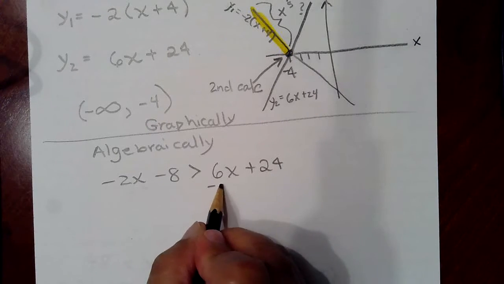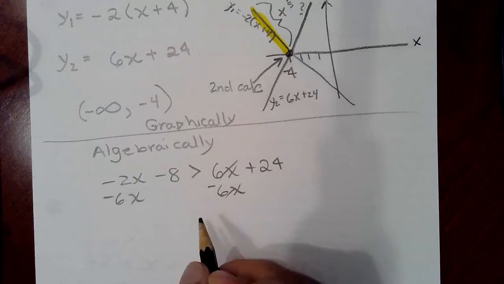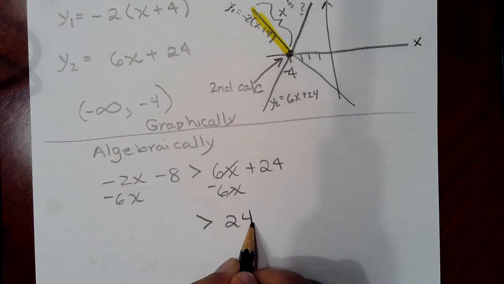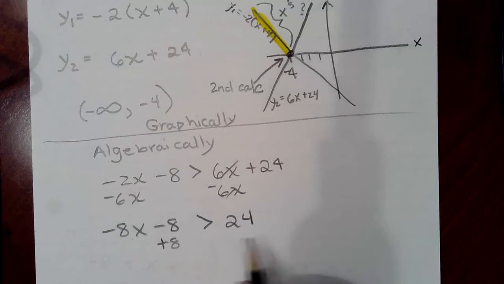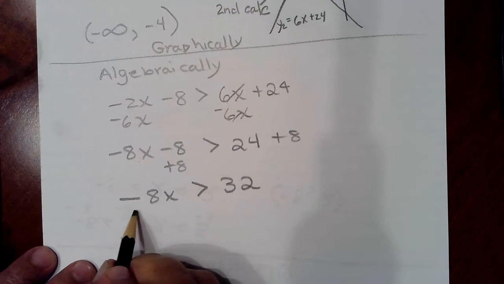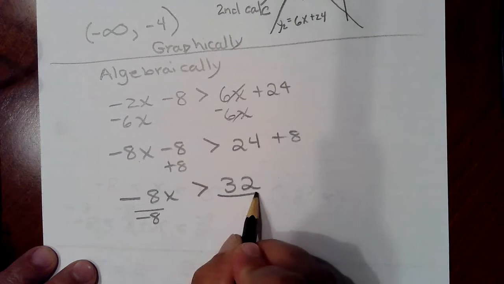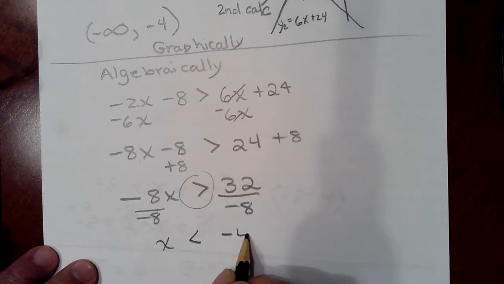We would bring all x's to one side. You can bring them to the left or to the right. That's your choice. We would have a 24 here, a -8x minus 8 here. After adding 8 to both sides, we would have -8x is greater than or equal to 32. And then upon dividing both sides by a negative, don't forget that when you divide by a negative, it switches the direction of the inequality. So this would end up being x is less than -4.